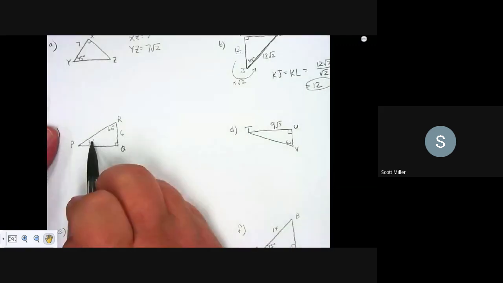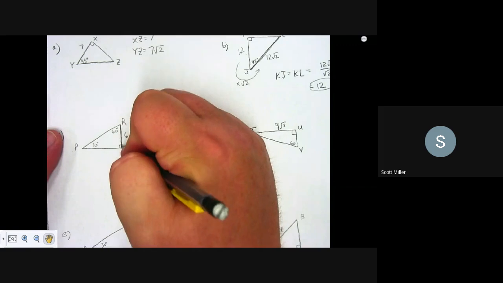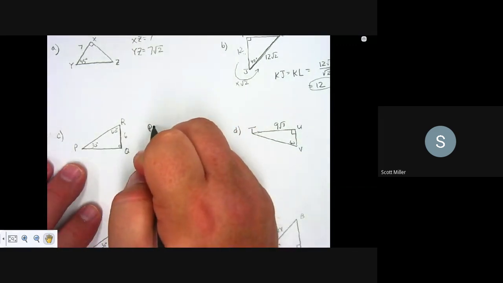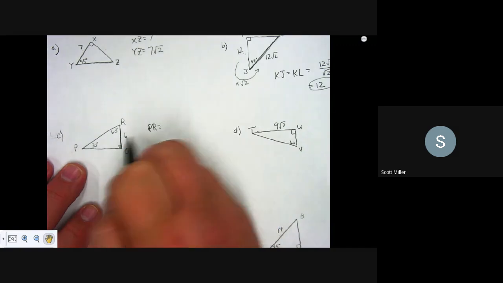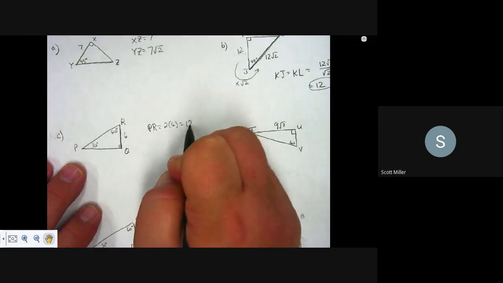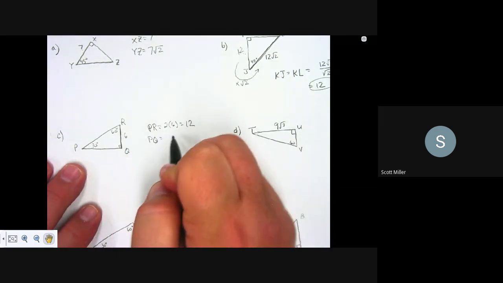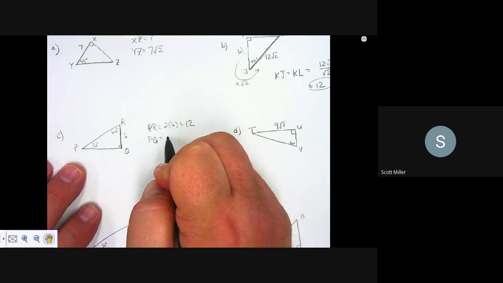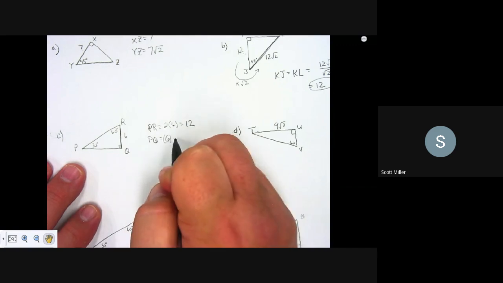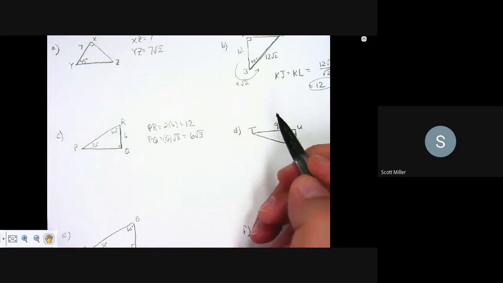Over here, we have a 30, 60, 90. This is the short side. Always identify the short side, because once I know the short side, then I can find the hypotenuse, which is simply the short side times 2. 2 times 6, which is 12. And the long side, PQ, is the short side times the square root of 3. So 6 times the square root of 3. And that's it.